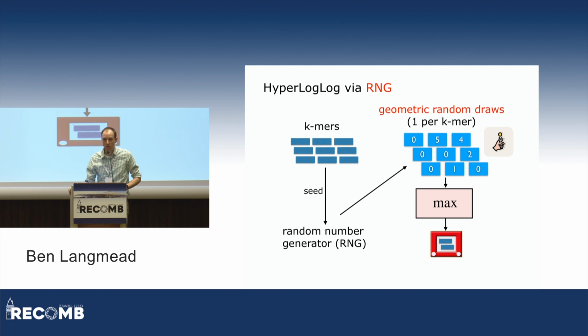Similar with HyperLogLog, except maybe we replace that uniform random draw with a geometric random draw. So this is like a coin flip random variable. How many times do we flip a coin before we see the first heads? That mimics this process of counting how many leading zeros there are in the hash value.